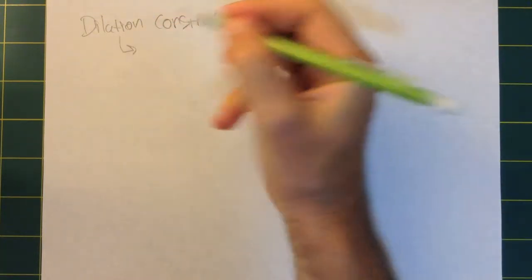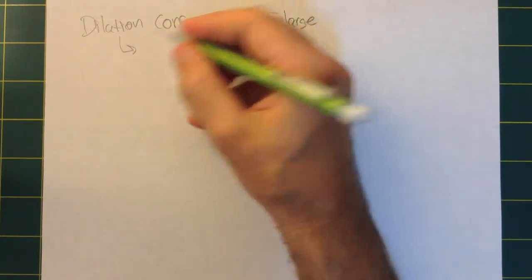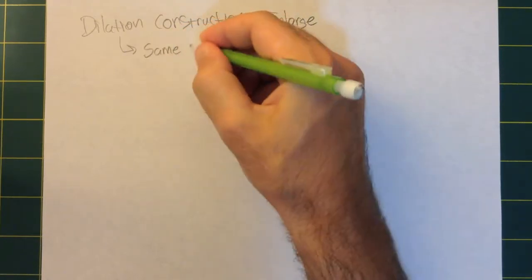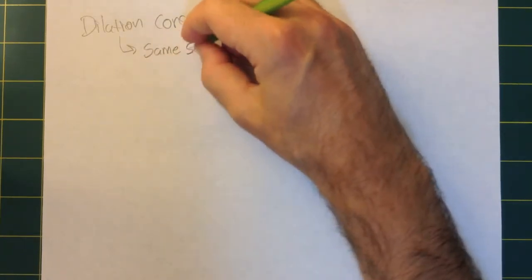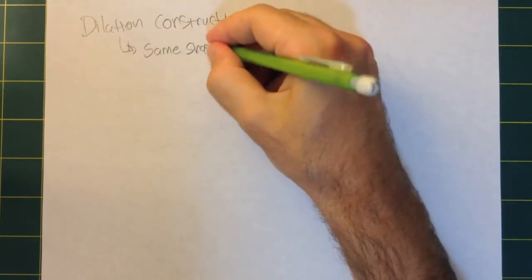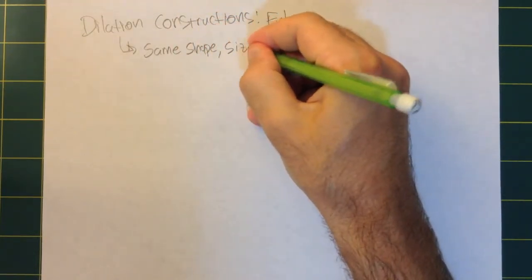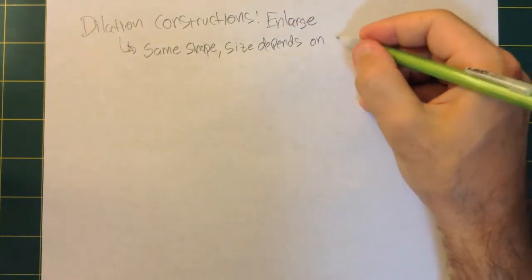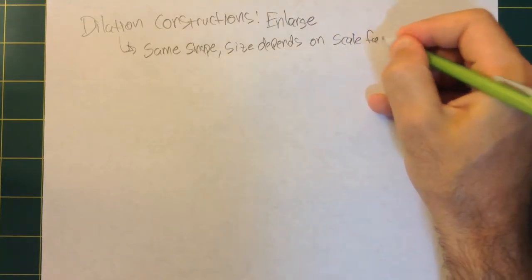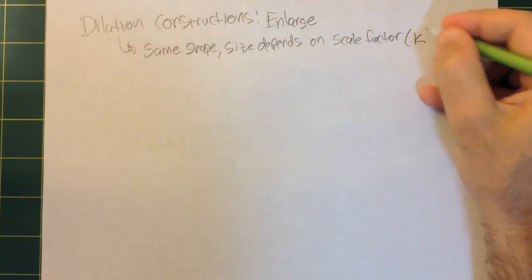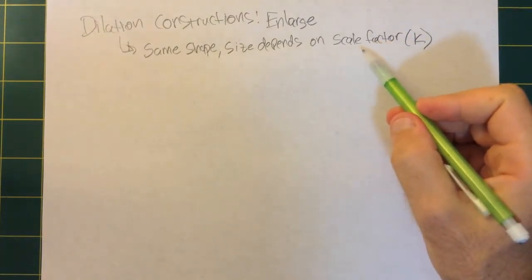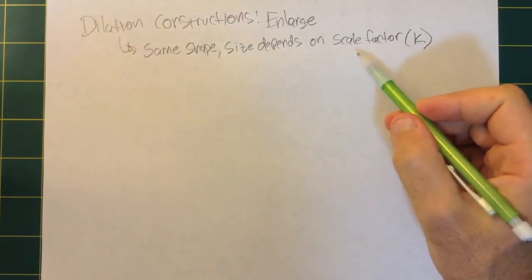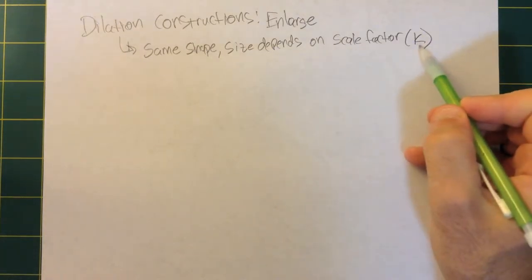So when we do a dilation, that's a transformation where you take whatever object you started with and you end up producing another one that has the same shape, but the size depends on this factor that we call the scale factor. And we use the letter K to represent the scale factor. And the scale factor is telling you whether you're going to scale the figure up and enlarge it and make it bigger, scale it down, make it smaller, don't scale it at all. That is determined by this number.